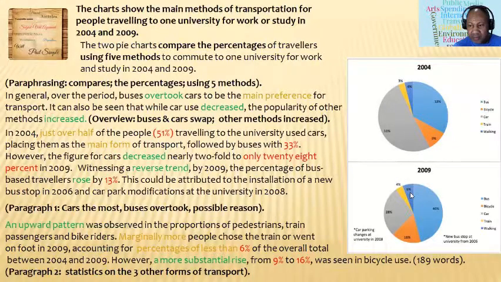4%, 6%, 2%. So both of those are marginal increases, accounting for percentages of less than 6% of the overall total. These are both 6% or below between 2004 and 2009. However, a more substantial rise from 9% to 16% was seen in bicycle use. We have 189 words there, which is kind of on the limit, but it's okay. And paragraph 2, we're looking at the statistics of the 3 other forms of transport. This is buses and cars, other forms of transport.